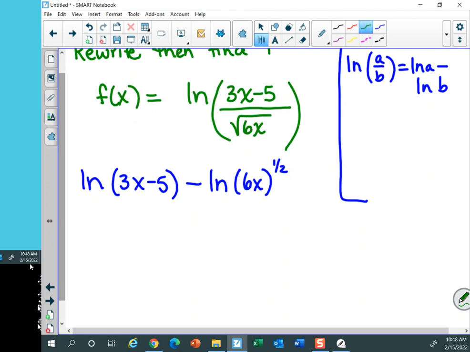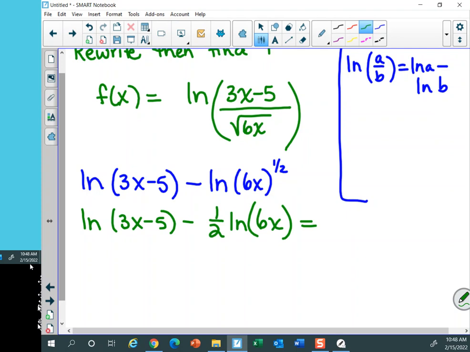Quotient into the difference. Sums, product into sum, quotient into difference, you do first. And then deal with the powers. It's kind of like backwards order of operations. So ultimately, my rewrite on this would be looking a little bit like this. That's my f of x in a different life.